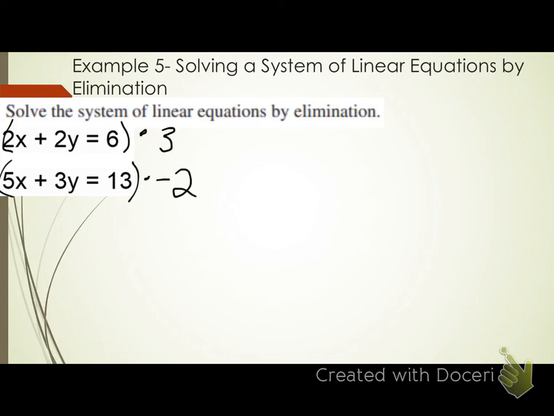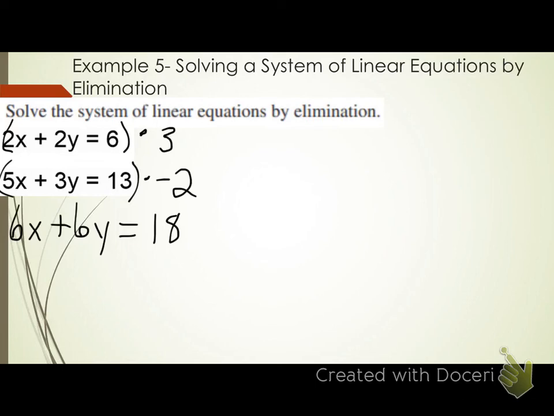If I wanted to, could I have done negative 3 and positive 2? Yeah, I could have. Just one of them has to be negative. It doesn't matter which one. 3 times 2x is 6x. 3 times 2y is 6y. 3 times 6 is 18. Y'all don't fall out on me. This is our last example.